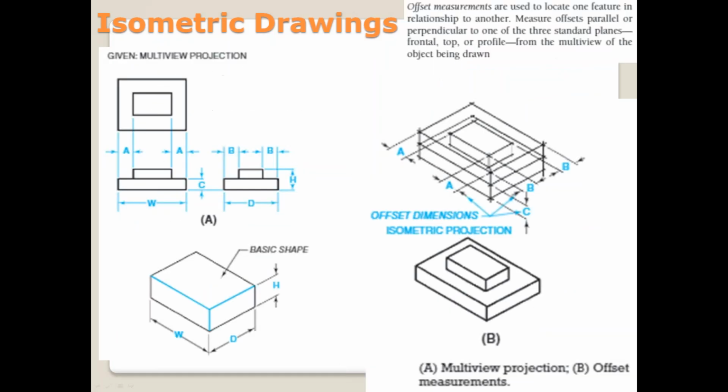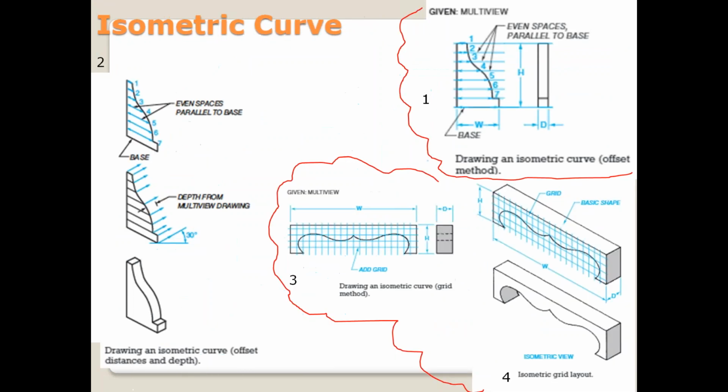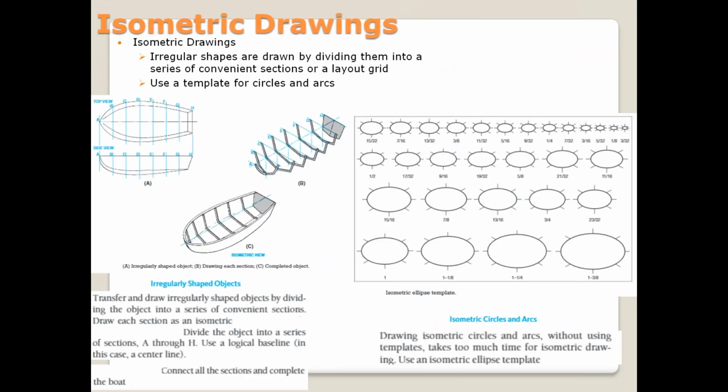Okay, now we're going to go back to where we left off last video. Last video we left off on how to use the circle or the arc template. So for isometric, this is specifically talking about the irregular shape drawn by dividing it into a series of convenient sections or a layout grid. Use a template for circle or the arc. We're going to concentrate on how to use the circle template.